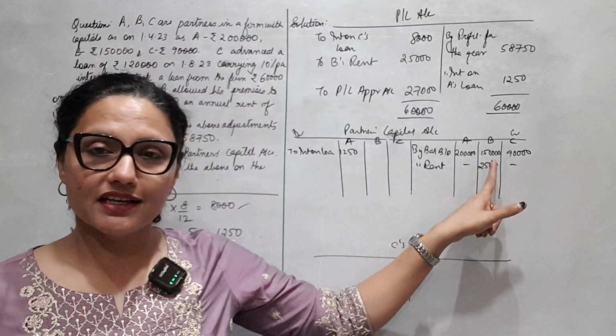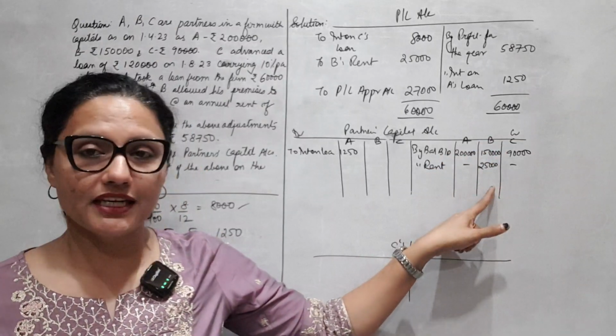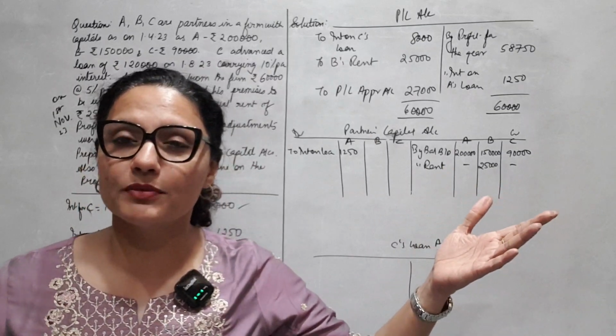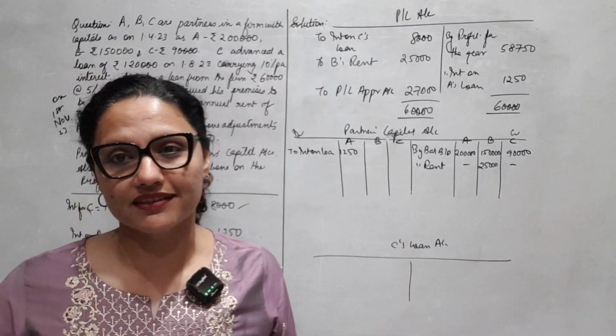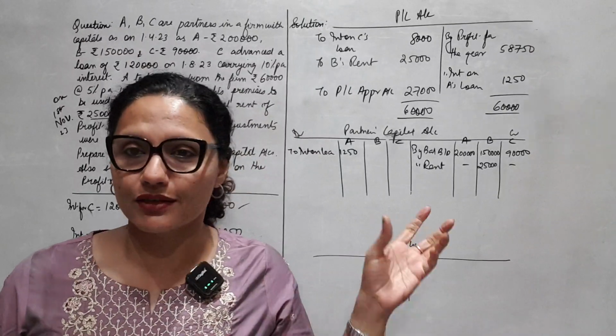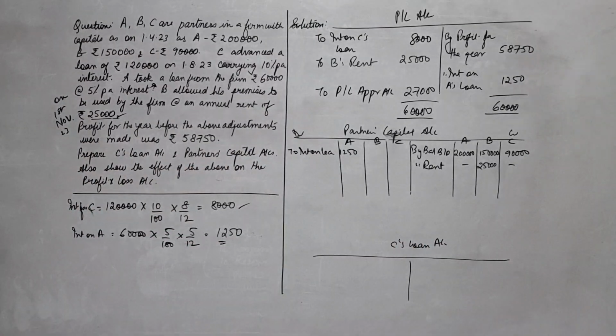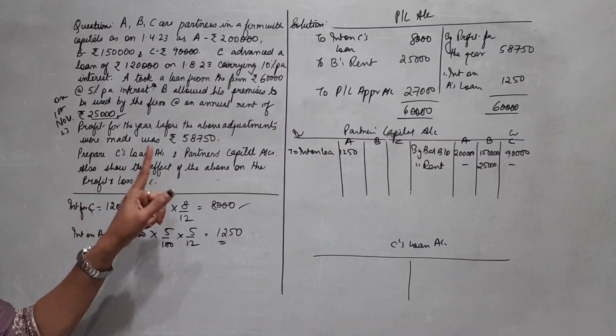He already has 1,50,000 invested. He will get another 25,000. Now he is supposed to get how much from the firm? 1,75,000. That is how the capital account concept works. Alright. Then we have this done.